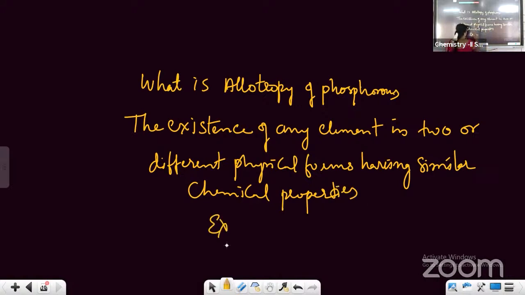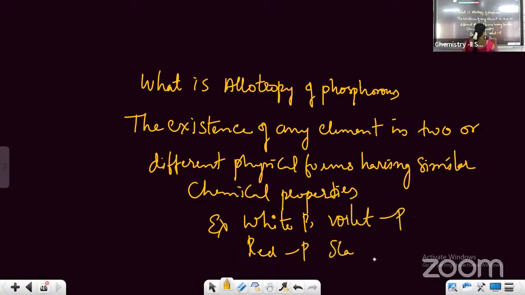Example, they are asking for phosphorus. So you have white phosphorus, red phosphorus, violet, scarlet, etc. Okay, so this is also important, students. The next, Holmes signal.